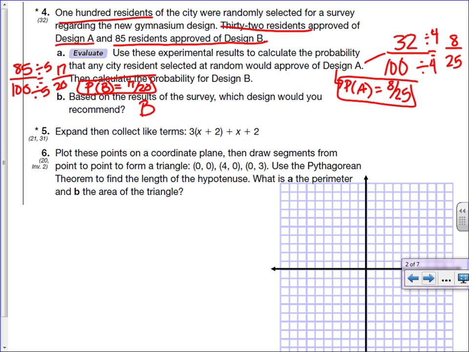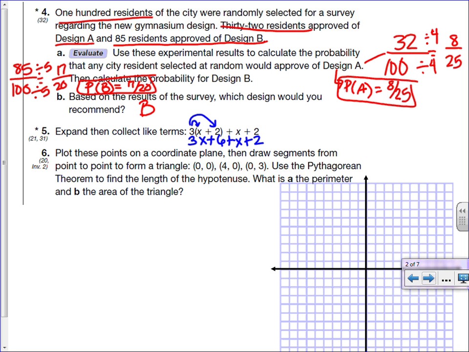5 says expand, then collect like terms. So the first thing, expand, means use the distributive property and multiply the 3 through. Remember to multiply the 3 by all the things inside the parentheses. So we have 3 times x, which is 3x, and then 3 times 2, which is 6. And we still have the plus x plus 2, which we haven't dealt with.